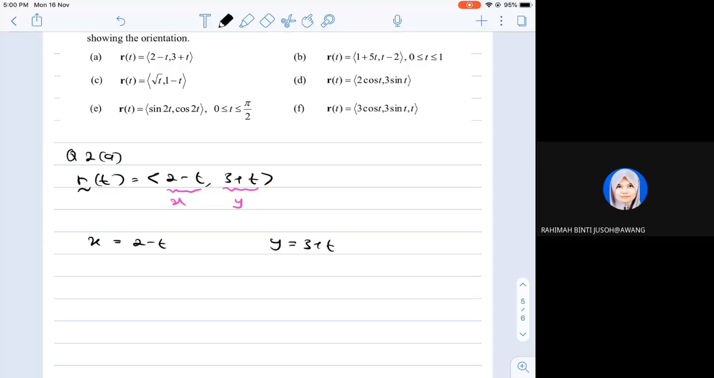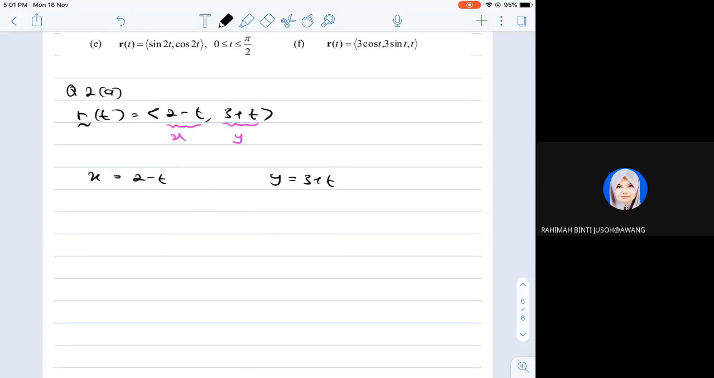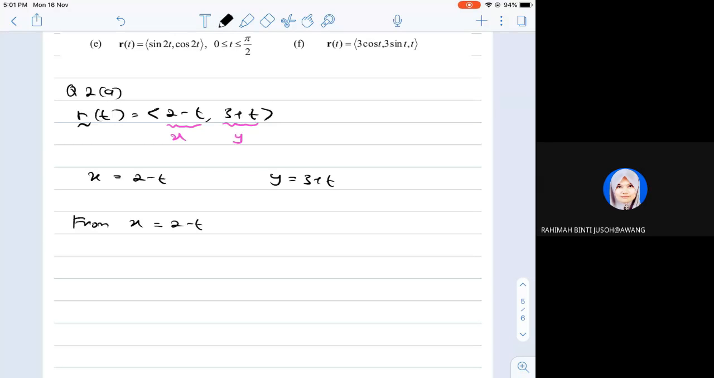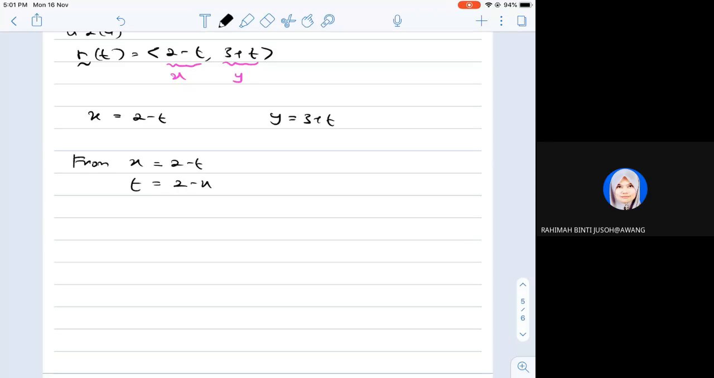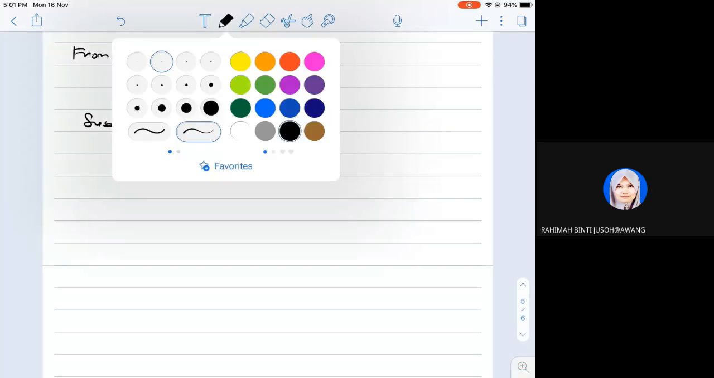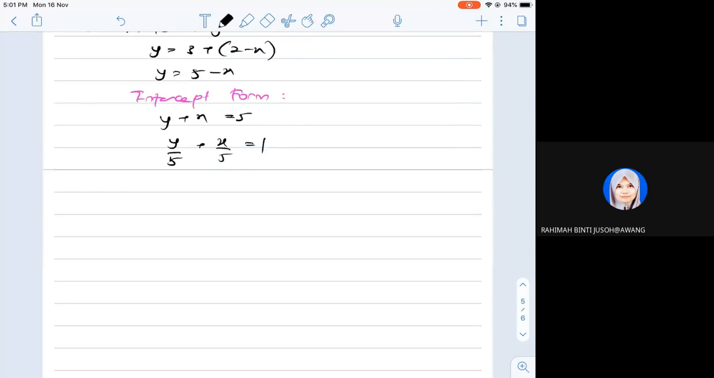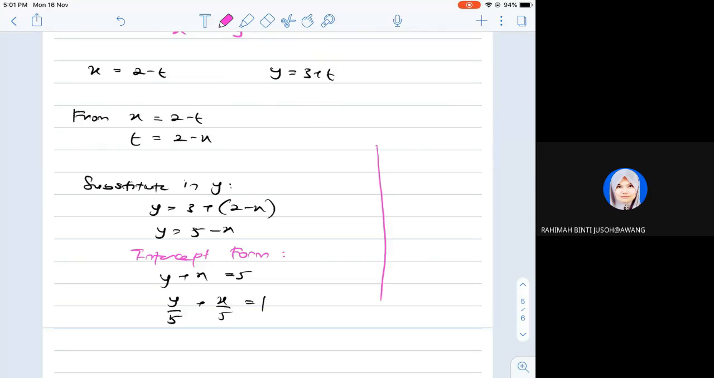3 plus t. So from here guys, what you should do, we just can use what we already learned in chapter 1, parametric equations. Do you still remember? So from x, you can find your t now. From x equals 2 minus t, so t equals 2 minus x. Then just substitute into y. In y, we have y equals 3 plus 2 minus x, just substitute the t, so y equals 5 minus x. And then just use intercept form. Just like chapter 1, the same. So we have y plus x equals 5, so y over 5 plus x over 5 equals 1. So then we will have this graph.